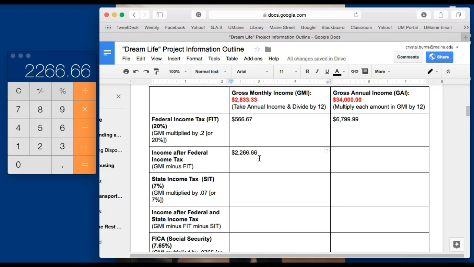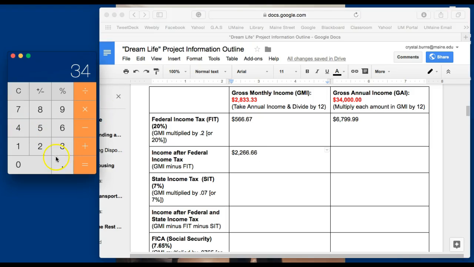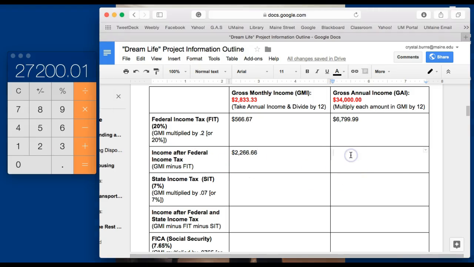Now, again, you can do this math out too. So 34,000 minus $6,799.99, and then I'm left with $27,200.01. Okay. Now, that's how much I get to take home after my federal income tax.